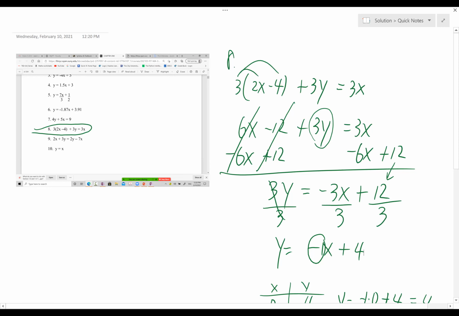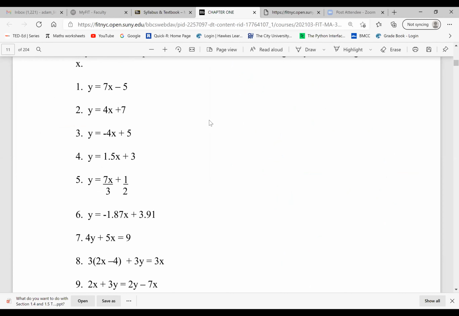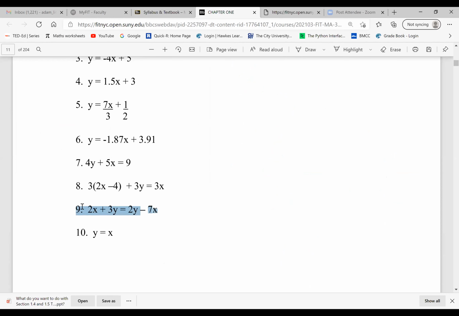Are you good with this? Okay. They look pretty similar. Could you do number 9? Number 9, it's your responsibility. Okay, so I can't do the odd ones, right? Odd ones is your homework. That's why I only do the even ones.